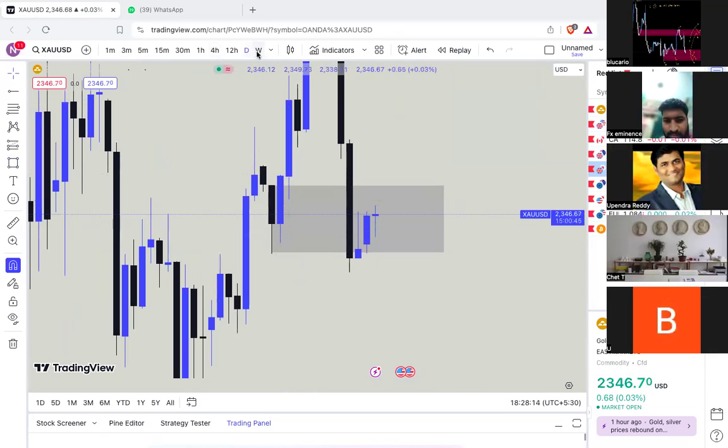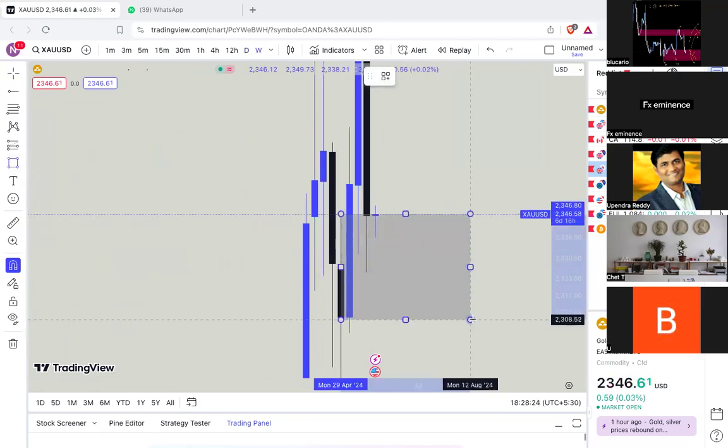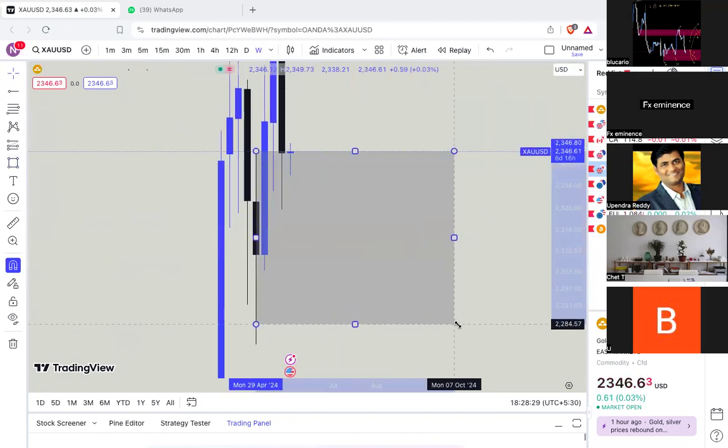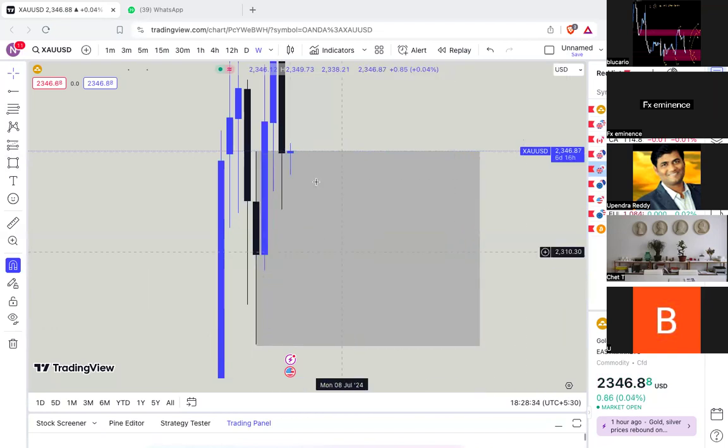If you are marking the zone on weekly, here we have weekly. Here, if we are marking the zone on weekly, we should mark the key level on H4. Remember this: if you are marking the zone on H4, you should mark the key level on M15. If it is daily, you should mark the key level on H1. And if it is weekly, you should mark the key level on H4.